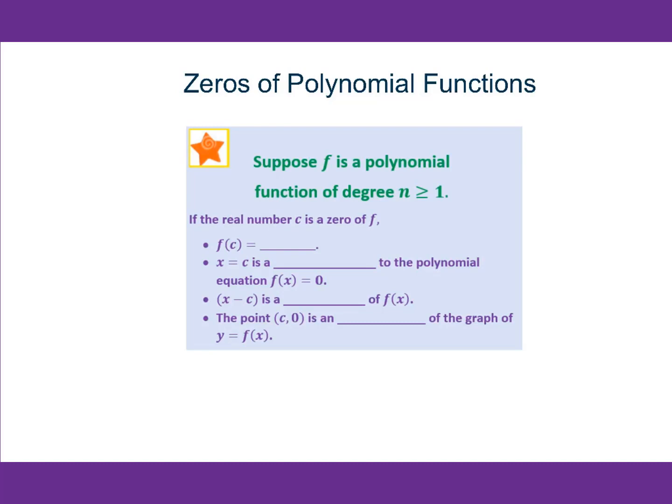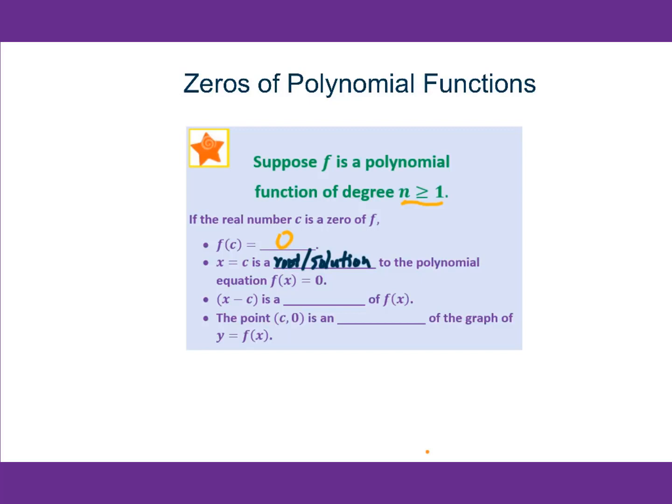The video is about zeros of polynomial functions. Suppose f is a polynomial function of degree n greater than or equal to 1. If the real number c is a zero of f, then f of c equals 0. x equal to c is a root or solution to the polynomial equation f of x equal to 0.